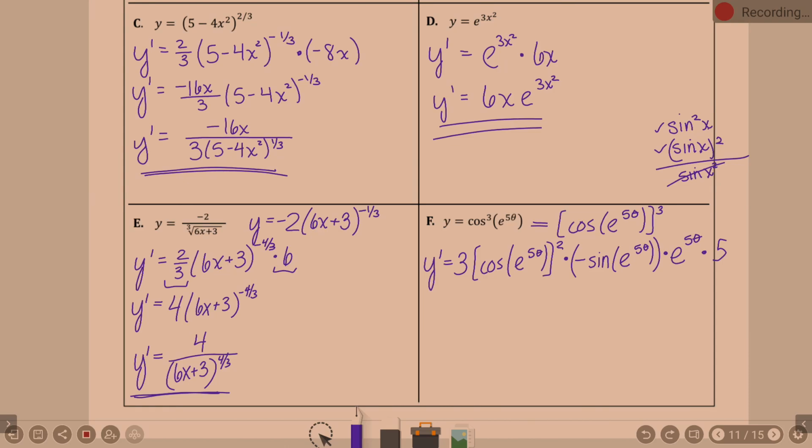So that's like the chain rule 3 times. That's why it's called that, because you can keep adding links, so to speak.